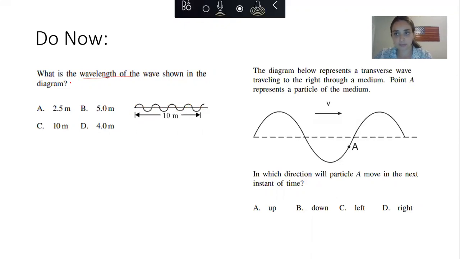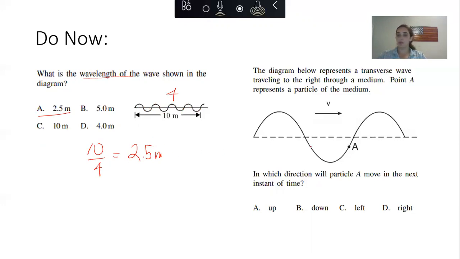So I have 1 wave, 2 waves, 3, and 4. So I have a total of 4 waves here. And the total distance is 10 meters. So all I have to do is divide 10 by 4 in order to determine the length of just one wave, which is 2.5 meters. So my answer here would be A.